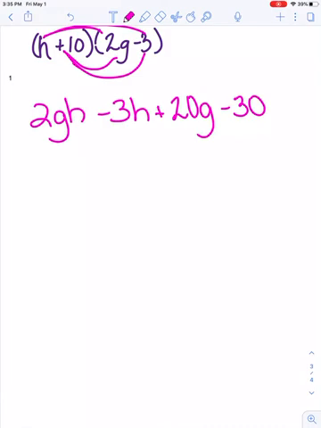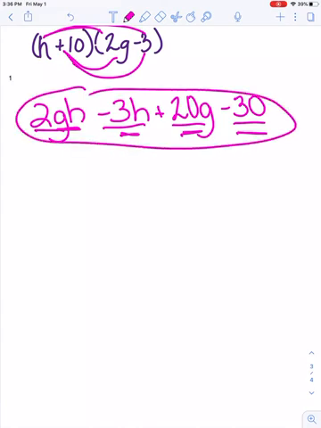I'm so sorry. Anyway, 2gh minus 3h plus 20g minus 30. None of these are like terms because this one has a g and an h. This one only has an h. This only has a g. This is a constant. So we have to leave it as 4 terms as a polynomial. So this is our final answer.